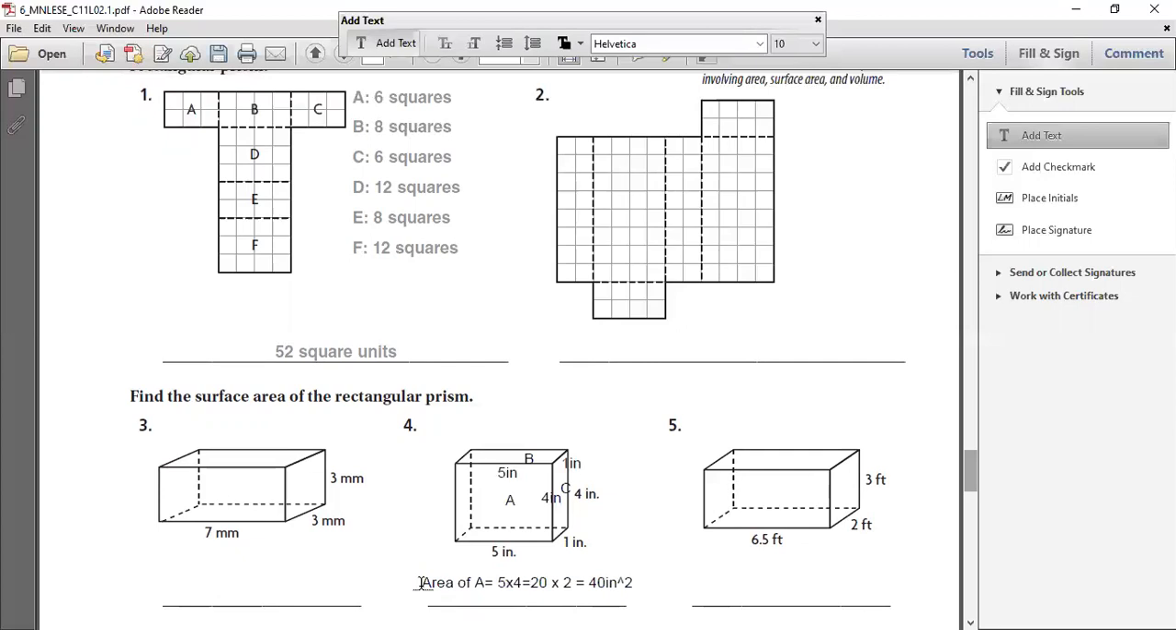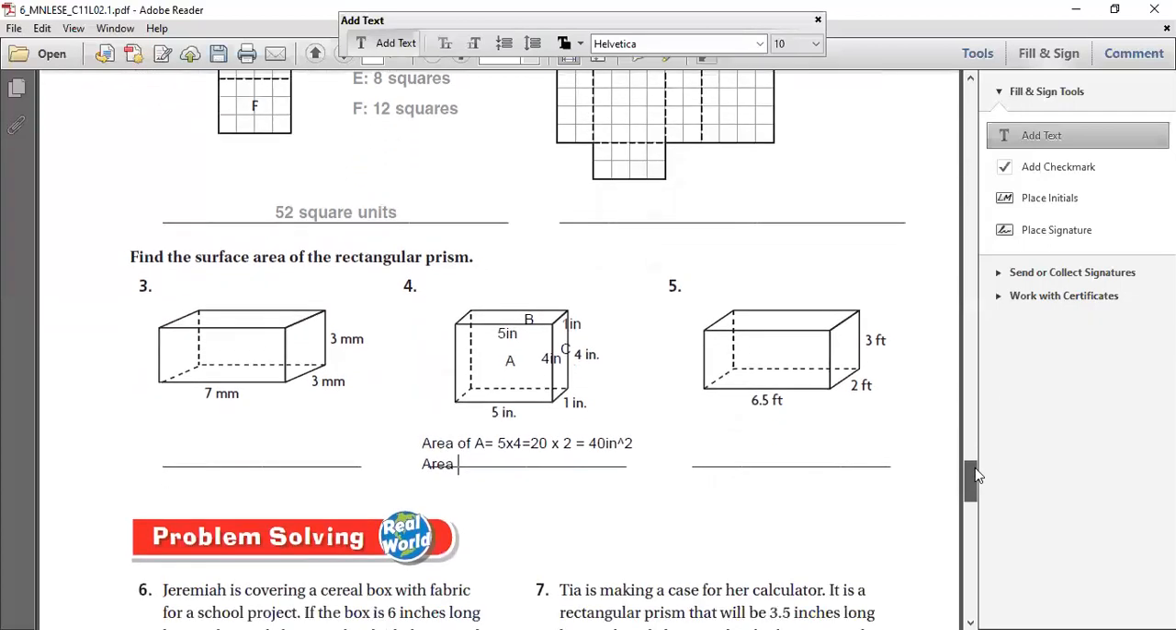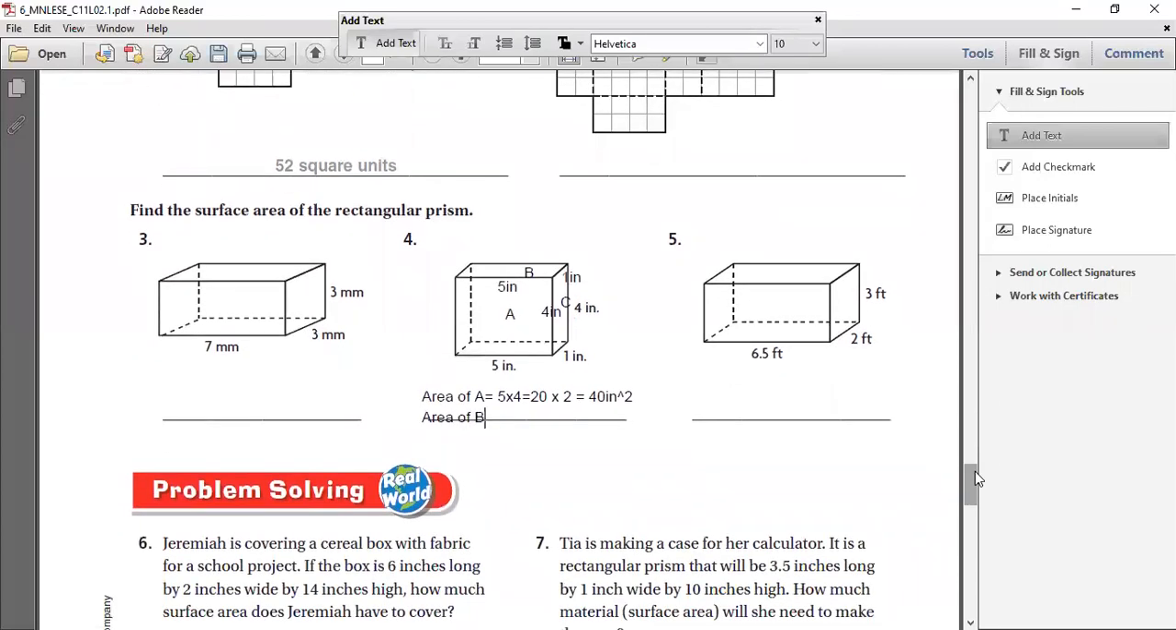Okay, now the next one is going to be area of B. Again, area of B means the top and the bottom. So the length is going to be 5, but the width is going to be 1 here because that's a very short side. So 5 multiplied by 1 equals 5. Then you multiply that by 2 because top and bottom. So that's going to give you 10 square inches. Fine. Next, oh, I forgot to put the 1 here.